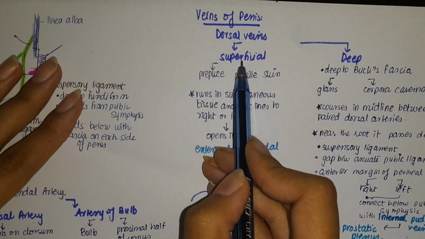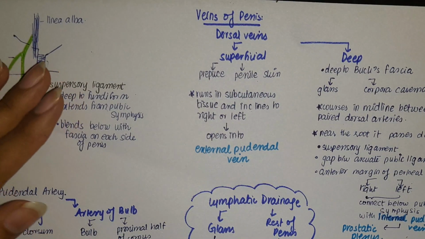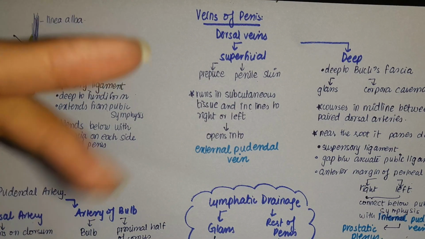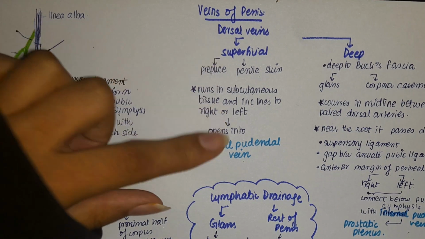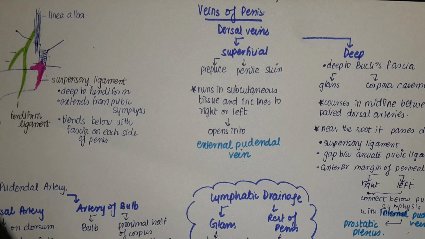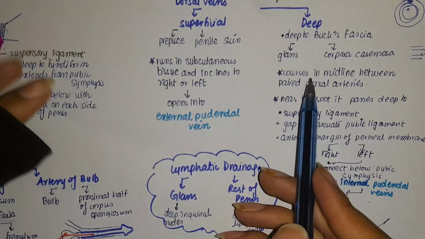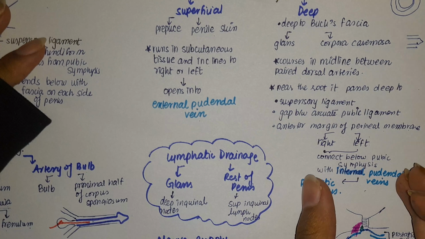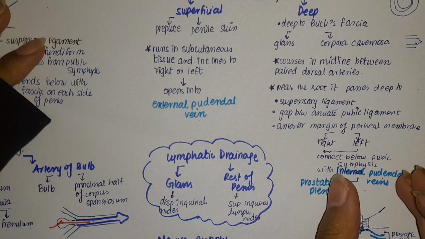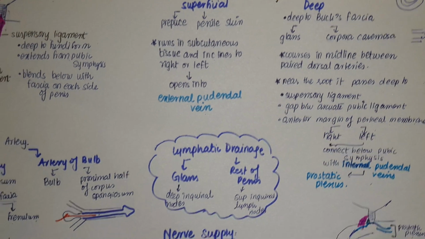So the superficial one, which was draining the two types of skin, the prepuce and the penile skin, drains into the external pudendal vein, whereas the deep one is going to drain into the prostatic plexus, but the accompanying vein with it is the internal pudendal vein. I hope you understood that.